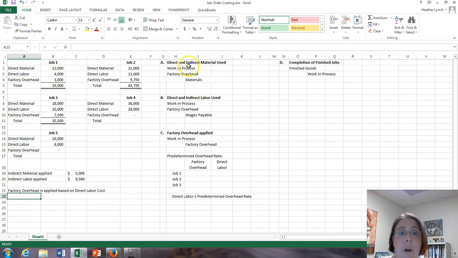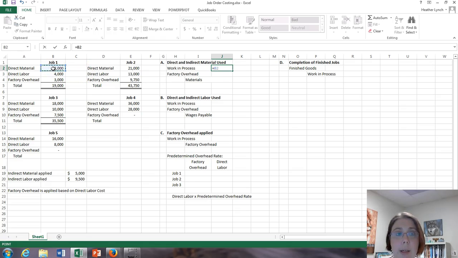On part A, we need to journalize the direct and indirect material used. Our work in process, now we have not moved any of these items to finished goods. So for work in process, for direct material used, we're going to use job 1's direct material plus job 2's plus job 3's plus job 4's and job 5's. That totals $103,000.